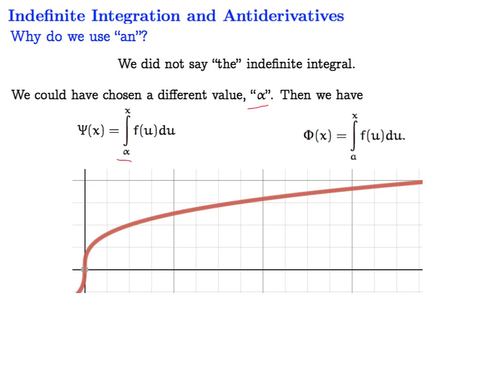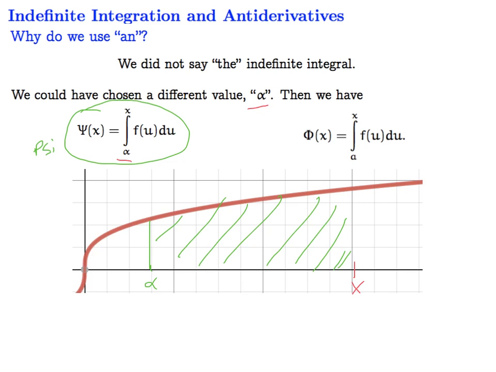So geometrically, if we look at what these functions mean, the key feature is that they're both going to stop at some value, let's call it x over here. However, the function psi starts at some value alpha, and so what it's saying is to compute the area from alpha all the way up and stop at x. So it's this green area. Whereas the function phi instead starts at some number a, so that's a nice little a, and it says to compute this area instead.